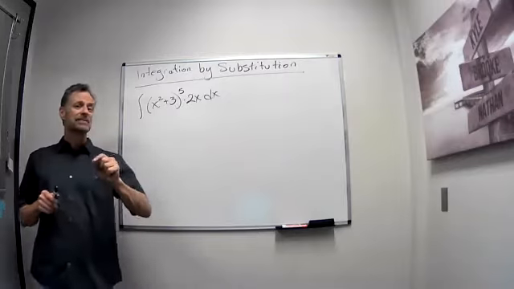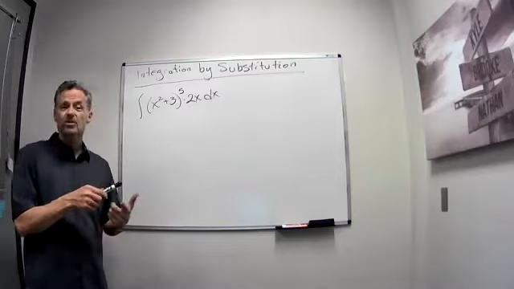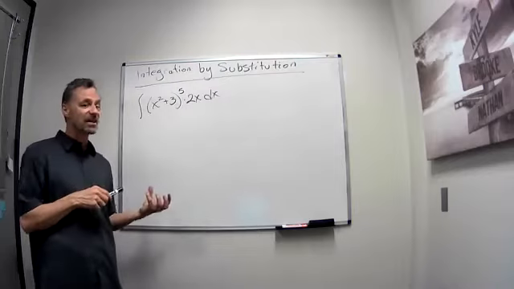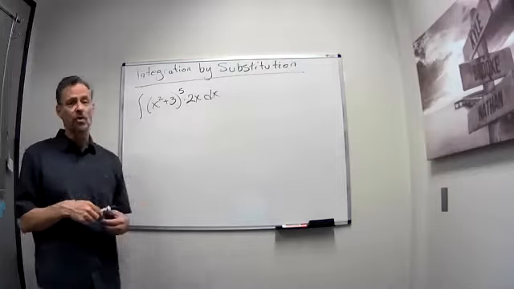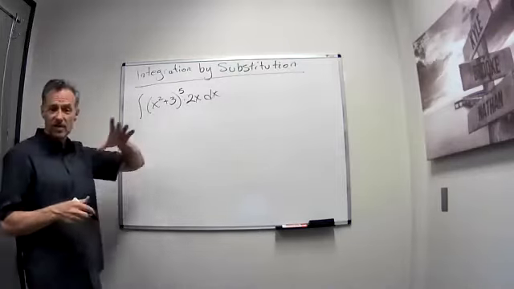Now, integration by substitution is going backwards. It's the integral equivalent to the chain rule. So what we're looking for is an inside function where, if I was taking the derivative, I'd have to apply the chain rule to say, oh, times the derivative of this inside function. So I'll give you a couple examples today.